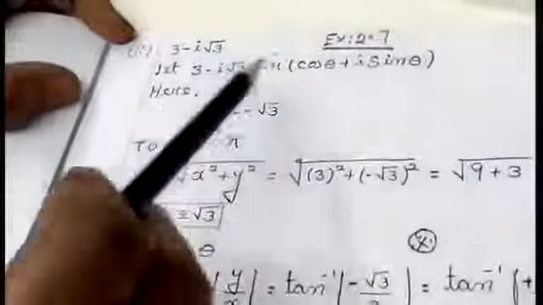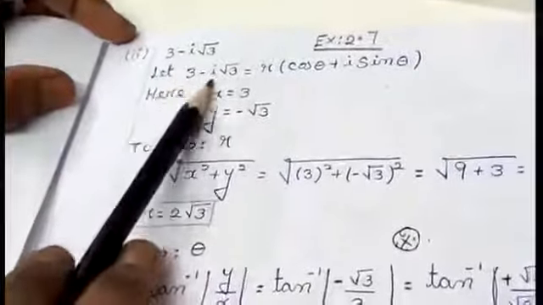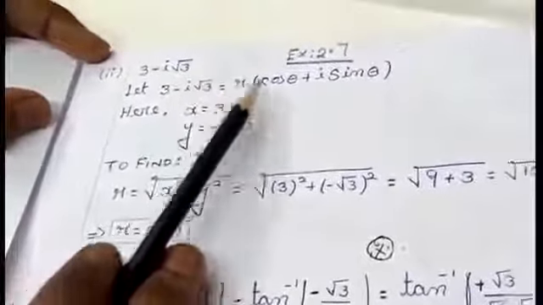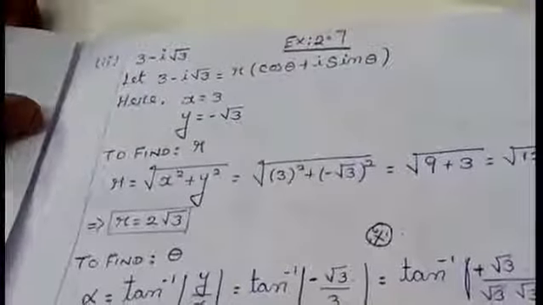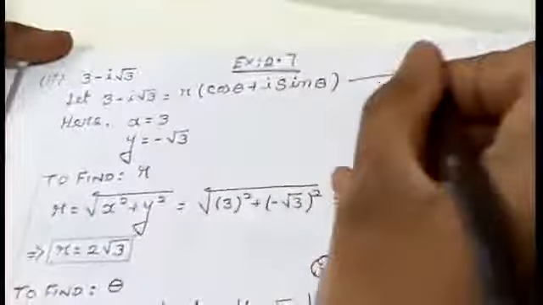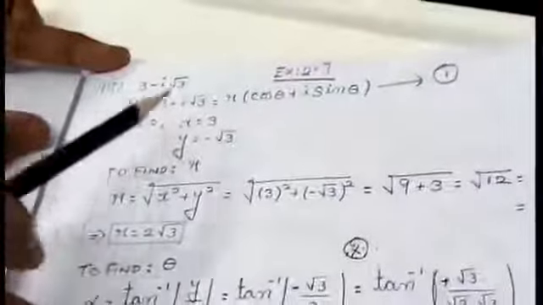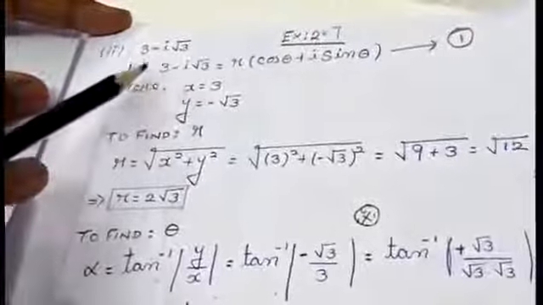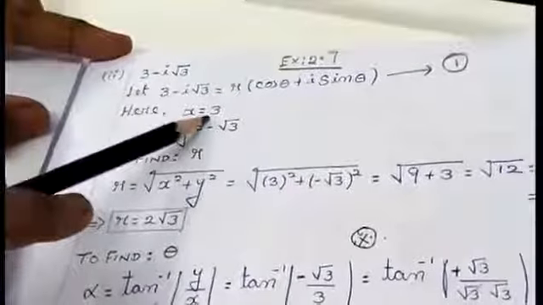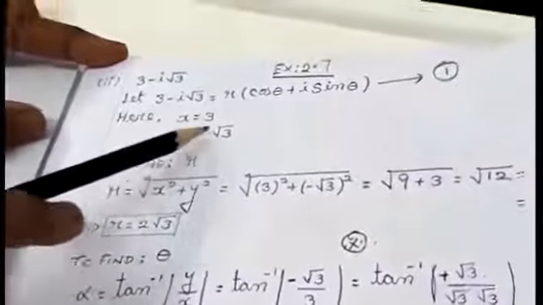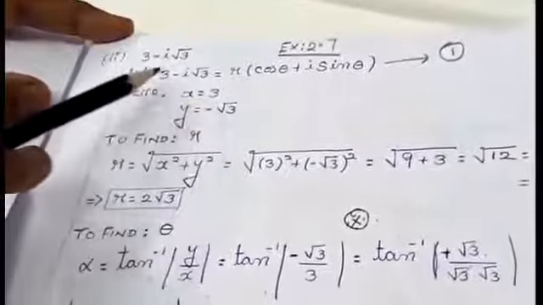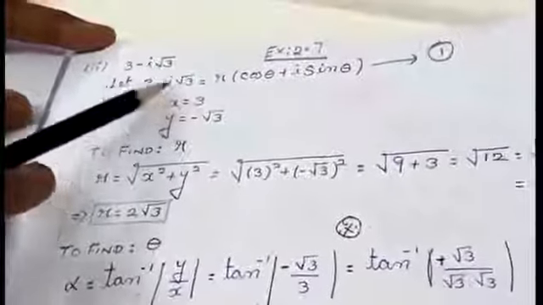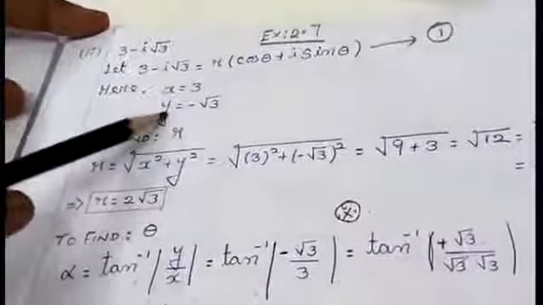So what is the first step I am doing here, students? 3 minus i√3 is equal to r(cos θ plus i sin θ). This is the first step, and I am going to mark this as equation 1, as I told you in the concept. What is the value for x? x is the real part, y is the imaginary part. So x equals 3 and y equals minus √3. This is the concept, students. I am taking this plus 3 as x and minus √3 as y.